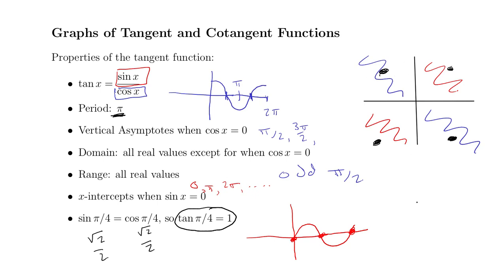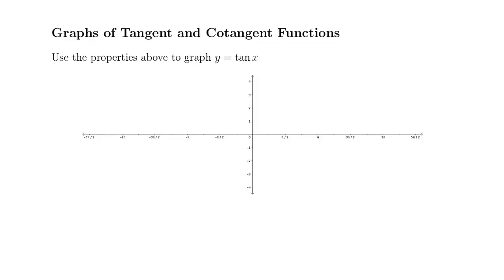And so what we might notice, maybe I'll just write it here, is that tangent of 3 pi over 4 is going to be -1. Because one of these is going to be root 2 over 2, and the other one's going to be negative root 2 over 2. So this is all the information that we need to know about our tangent function. So let's go ahead and do that.